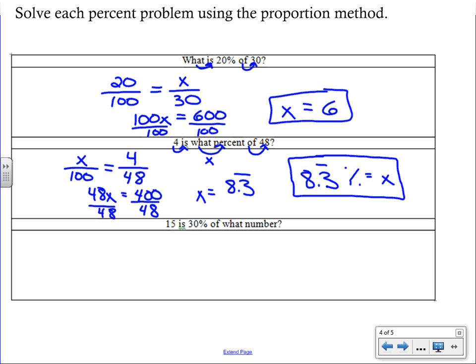All right, our final one. 15 is 30% of what number? So here we are going to put our 30 over 100 because the percent is always associated with 100. And then 15 is that 30%. So the is again is connected with the 15, but that's also the part. And then of what number is what we're looking for. So our variable is going to go on the bottom. We start by cross multiplying. So we have 30x equals 1500. Divide both sides by 30. And x is 50.